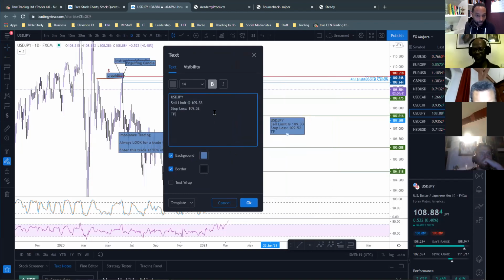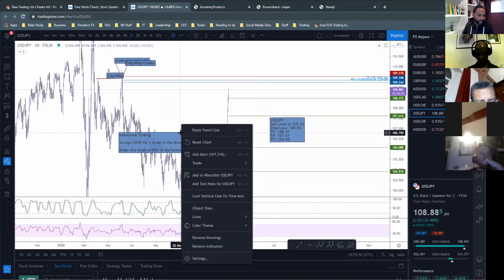Take profit one. We'll take profit one at 108.47. I think the dollar is getting a bit stronger, so I don't know that we'll see all of these take profits, but let's just put them in for now. 107.61. 106.08. That will be a lovely swing trade if we get there. Might take a while, but it would be nice. Okay, let's leave it at those three.